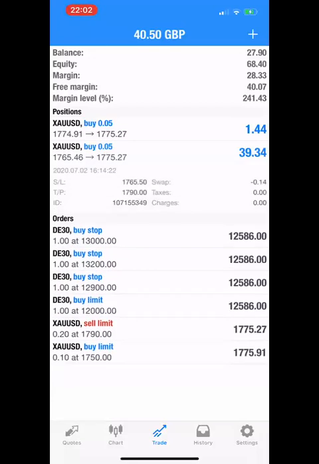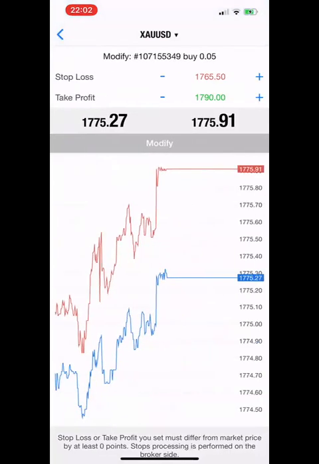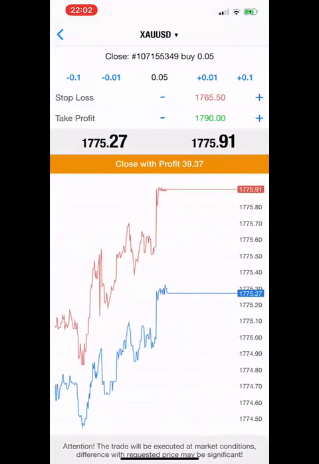There's a way of you actually staying in the trade, but taking some profit. How do you do this? You don't go to modify, sorry. You go to close, right?